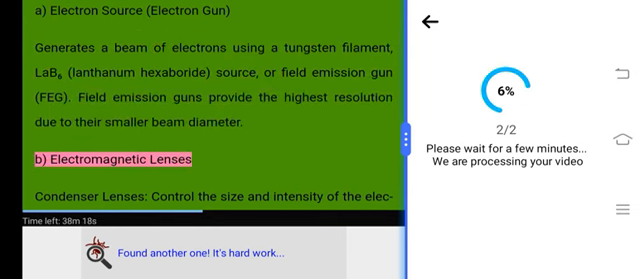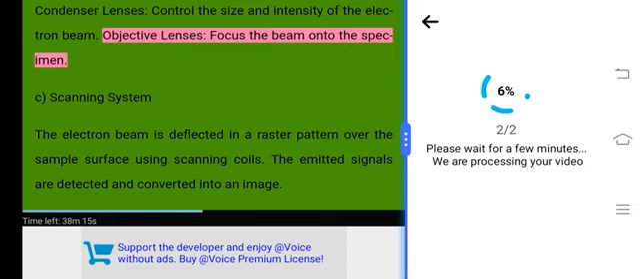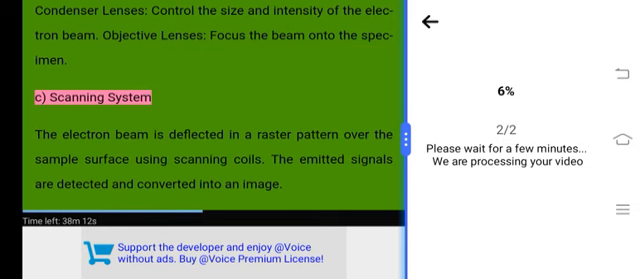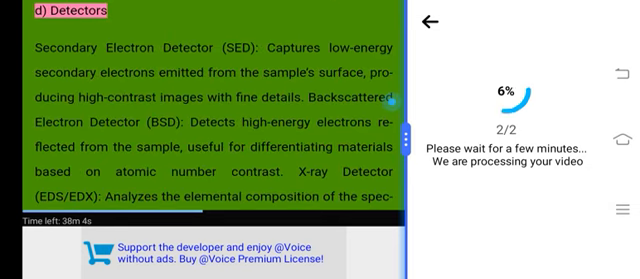B. Electromagnetic lenses. Condenser lenses control the size and intensity of the electron beam. Objective lenses focus the beam onto the specimen. C. Scanning system. The electron beam is deflected in a raster pattern over the sample surface using scanning coils. The emitted signals are detected and converted into an image. D. Detectors.